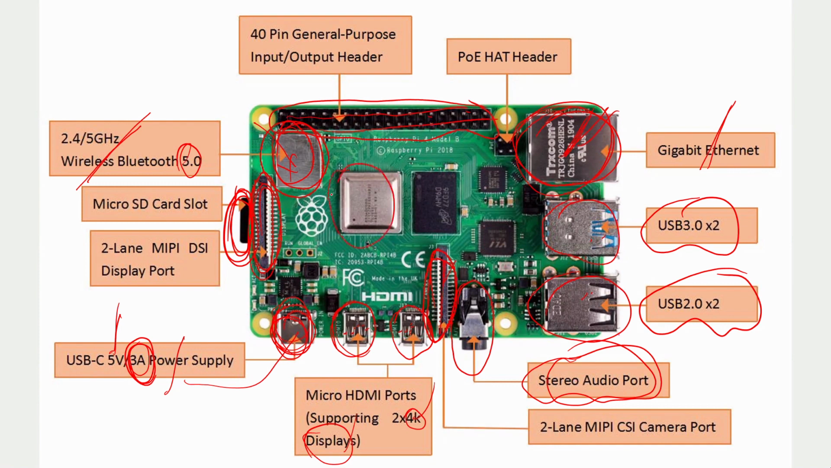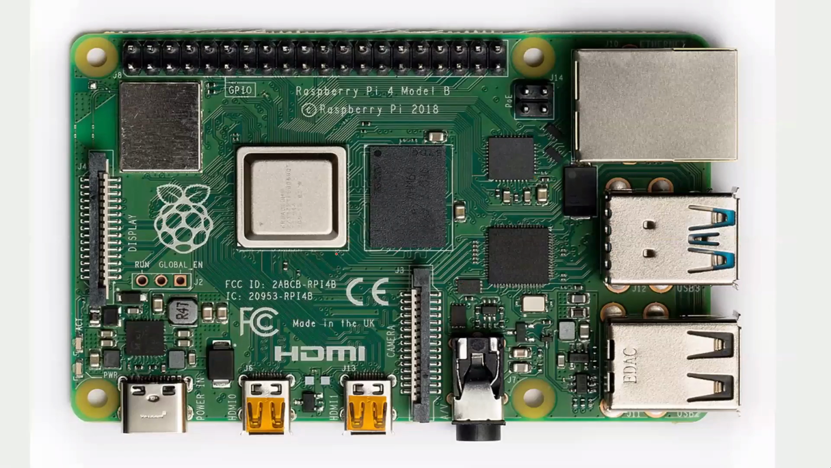Similarly, this is the microprocessor. Okay, so the processor is there. So like that, we have seen different types of ports on the Raspberry Pi. Yes, this looks like the previous one.